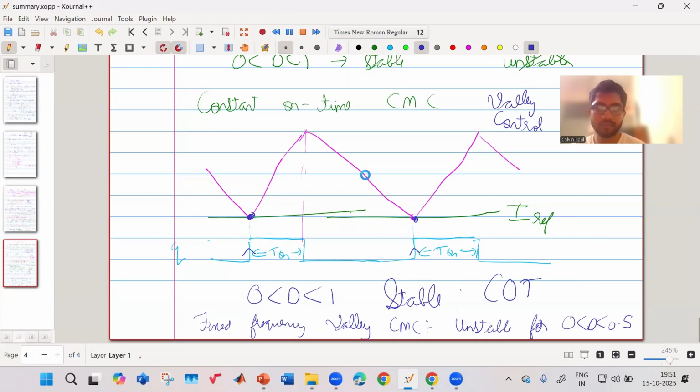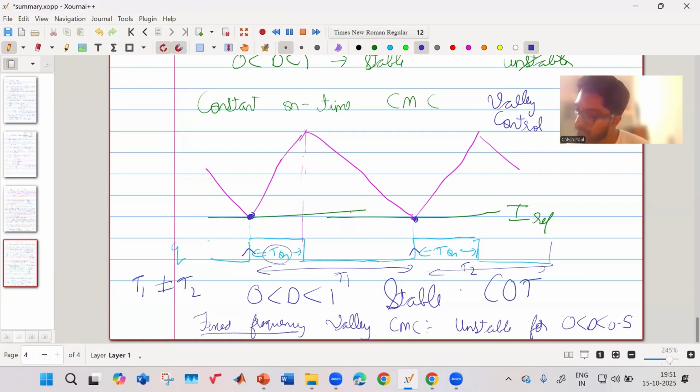Sir, what you told last, I didn't understand. Okay. Now, variable frequency: here your time period is T1. Here you would have another time period T2. So your T1 is not equal to T2. That's why this is variable frequency current mode control. But if you fix the frequency and do fixed frequency valley current mode control, your T on will no longer be fixed. In such a scenario, it would be unstable when your duty is between 0 and 0.5.